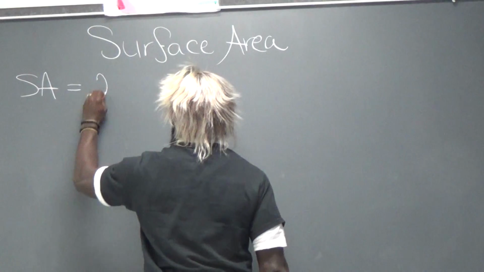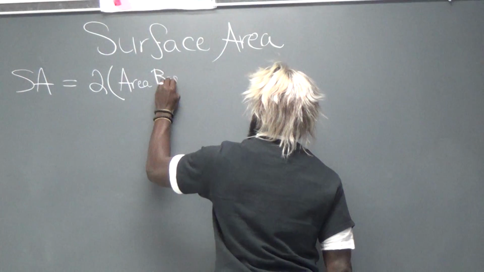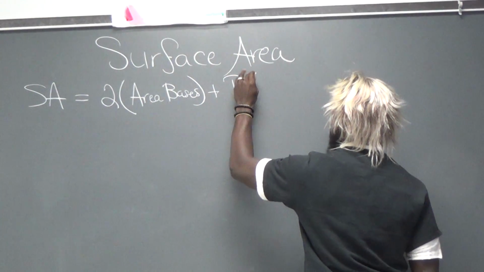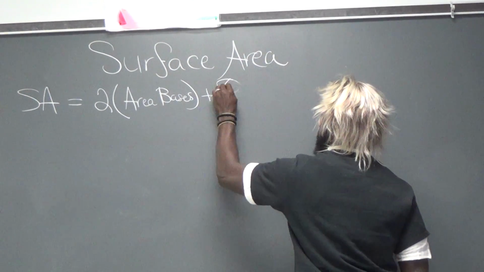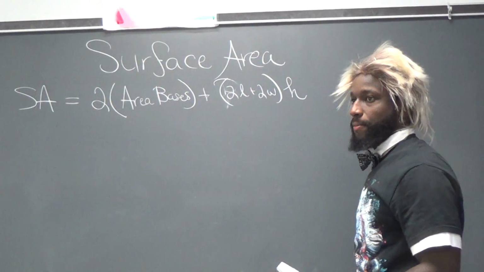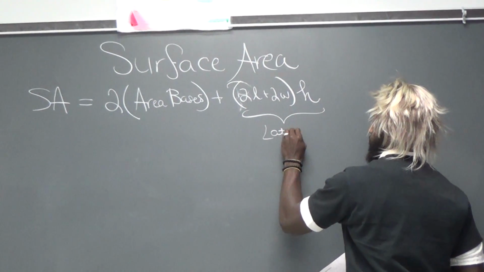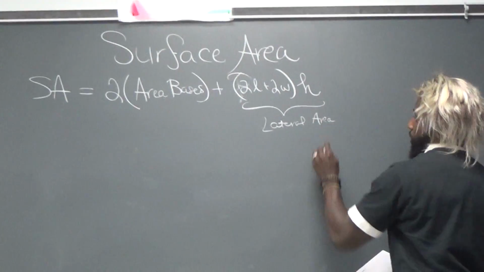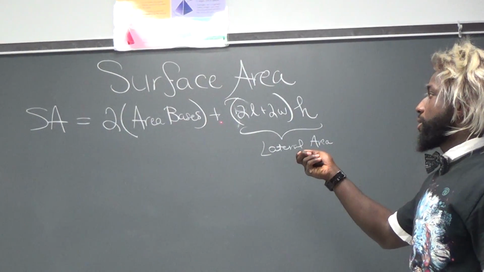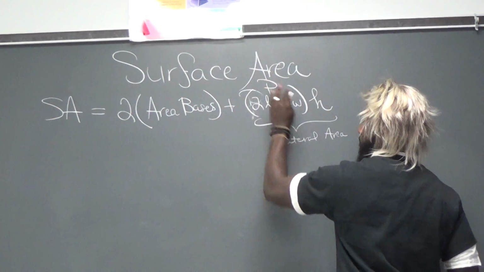The surface area is going to be 2 times the area of the bases plus the perimeter, and we know that the perimeter is going to be 2 times the length plus 2 times the width, times the height. This is also known as your lateral area. Simply put, it's 2 times the area of the bases plus the perimeter of the base times the height.